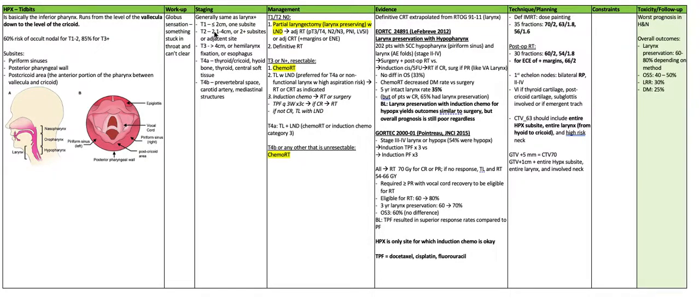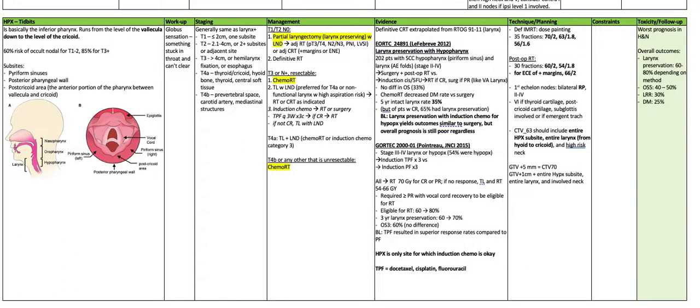T1 is less than or equal to 2 centimeters, 1 subsite. T2 is 2.1 to 4 centimeters, or 2 plus subsites or an adjacent site. T3 is greater than 4 centimeters, or hemilarynx fixation or esophageal involvement. T4A is thyroid or cricoid invasion, hyoid bone invasion, thyroid invasion, central soft tissue. T4B is prevertebral space, the carotid artery and mediastinal structure invasion.